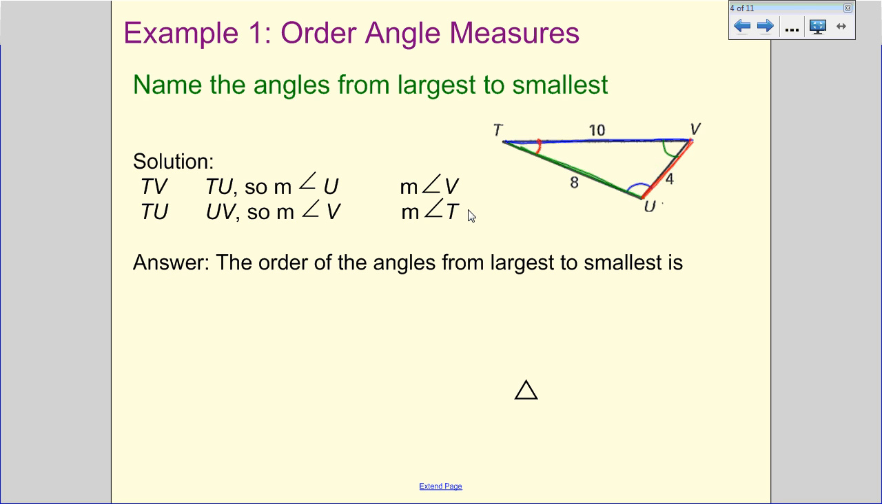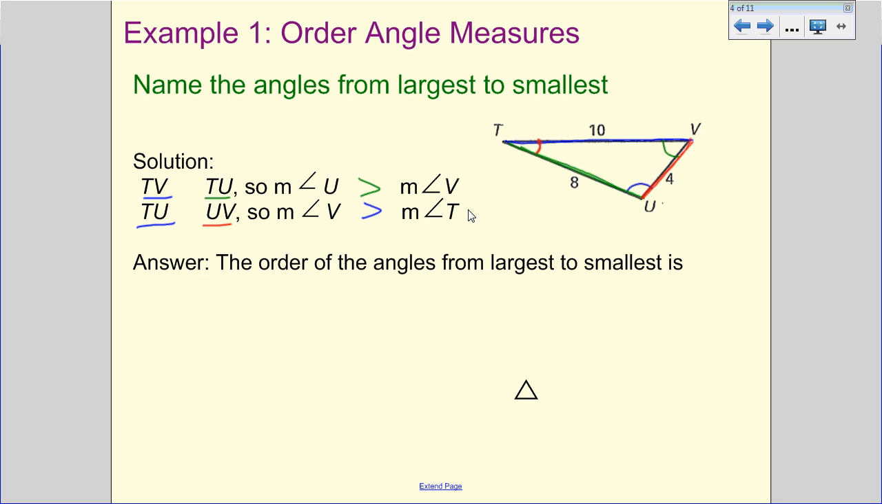So when we go over here, it says TV is longer than TU. So I'm comparing my blue and my green. So that means angle U, which was my blue angle, is greater than angle V, my green angle. The angle opposite the 10 is larger than the angle opposite the 8. And because TU, my green side, is larger than UV, that red side, that means the angle opposite the green, angle V, is greater than angle T, the angle opposite the 4.